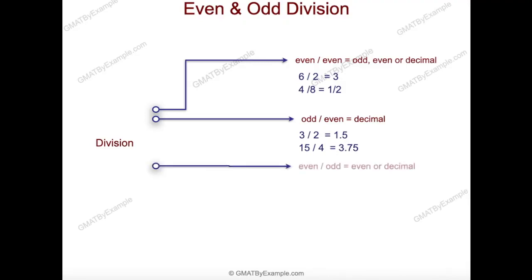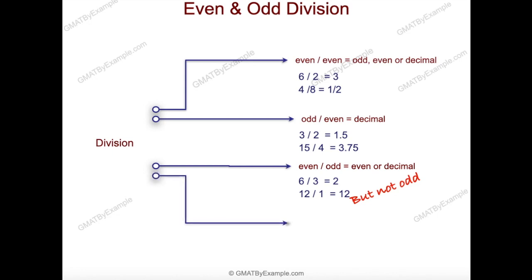Next, when you divide an even number by an odd number, you can get an even number or a decimal, but you will never get an odd number. For example, 6 divided by 3 is 2, an even number, and 6 divided by 9 will be a decimal, but you will never get an odd number.